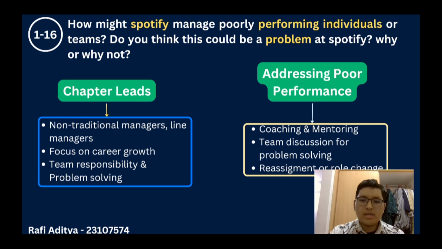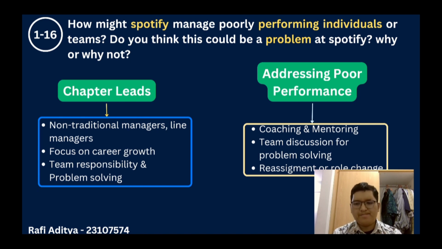So, addressing poor performance. Well, if someone at work is not doing good work, Spotify might try a few things to help them out. First is coaching and mentoring. So the person's boss might give them extra help and advice to improve their skills. This ensures that they can learn from their boss and gives them a 100% chance to succeed.